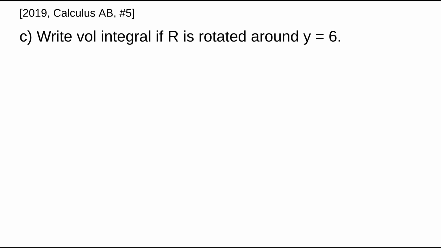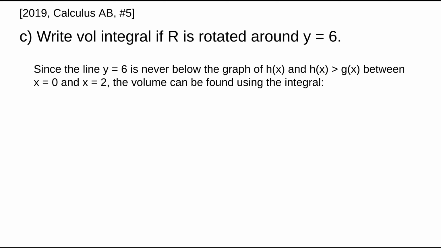In part C of this question, we are asked to write a volume integral that could be used to find the volume of the solid formed when R is rotated around the line y equals 6. Notice we only have to write the volume integral. We do not need to evaluate it. So the line y equals 6 is actually above both h of x and g of x, except for the point where h of x actually touches y equals 6.